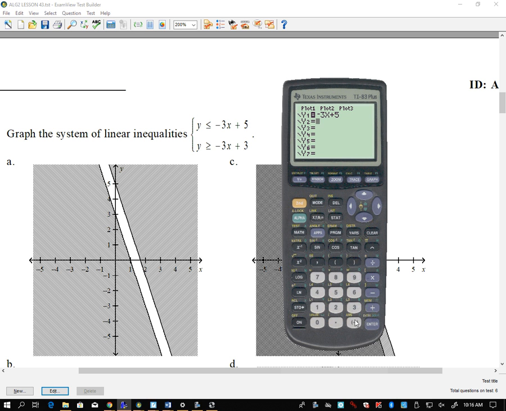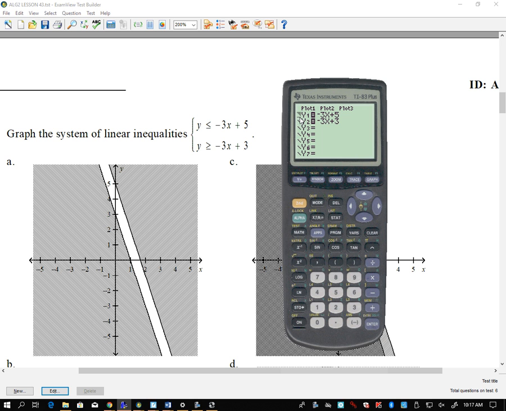I'm going to come down here and plug in negative 3x plus 3. But I want my graphs to shade, so I'm going to come over here and go all the way to the left. You see how it's blinking? Notice how here it says less than, correct? So I'm going to hit enter.